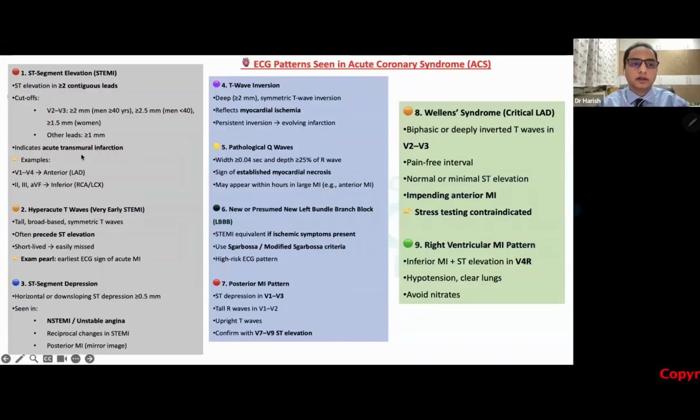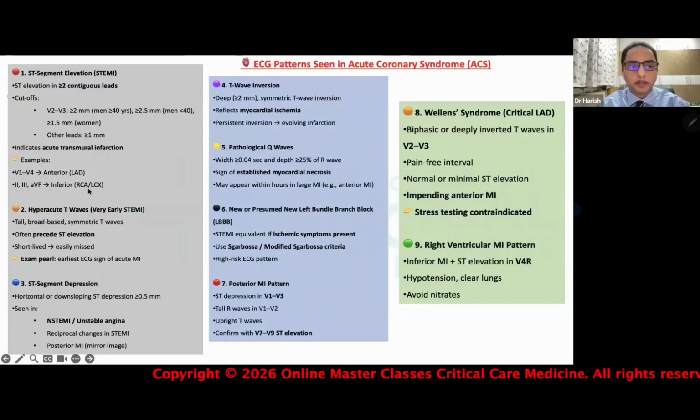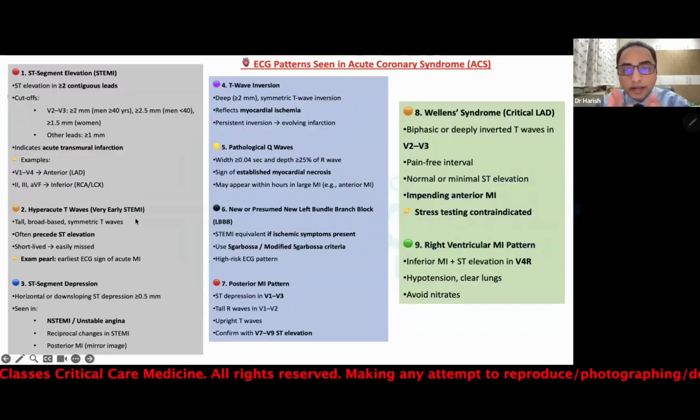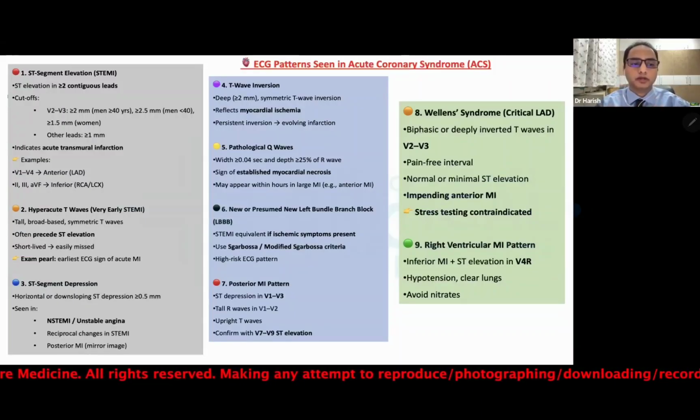So it indicates there is an acute transmural infarction. For example, V1 to V4, that is LAD territory, anterior MI. Leads 2, 3, AVF: inferior MI with RCA or left circumflex involvement. Then there are hyperacute T wave changes. Very early STEMI can have this manifestation: tall, broad-based, symmetric T waves.